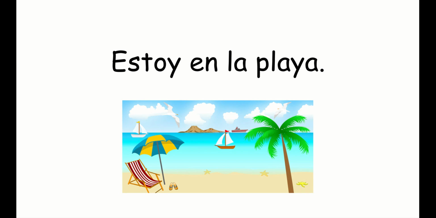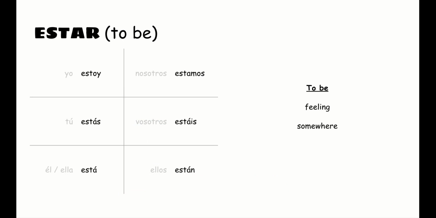Estoy en la playa. So just to summarize, you got to know the conjugations of estar, and just remember the irregularities with the accents in the bottom four and the y in the yo form. Yo estoy, tú estás, él, ella está, nosotros estamos, vosotros estáis, and ellos están. And also keep in mind that you're going to use this verb when you're talking about how people are feeling and where people are.